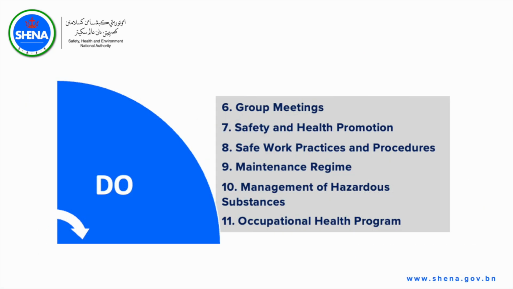In the do phase of the workplace safety management system, we focus on the implementation and execution of plans laid out during the planning stage that includes group meetings, safety and health promotion, safe work practices and procedures, maintenance regime, management of hazardous substances, as well as occupational health program.